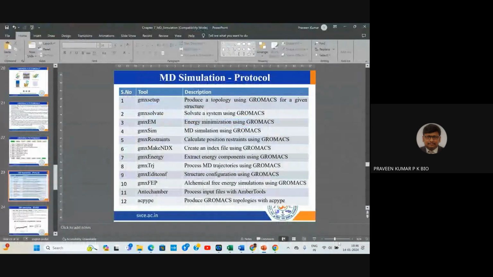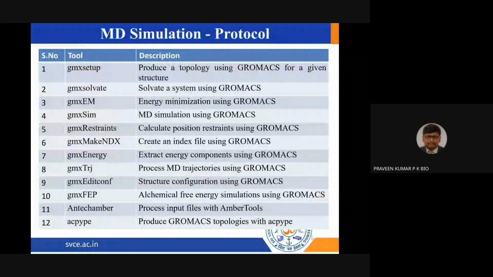Now I take you to the presentation. There are different programs in GROMACS itself to run with different parameters. If you want to generate a topology for the ligand and receptor separately, use the GMX setup program. This is a command actually. You can use the command and execute this kind of program.